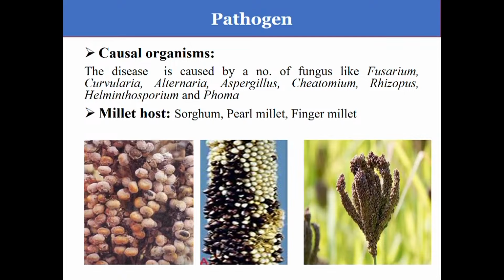Now about the pathogens. Dear learners, the pathogens, that is, the causal organisms. The disease is caused by a group of fungi like Fusarium, Curvularia, Alternaria, Aspergillus, Chaetomium, Rhizopus, Helminthosporium and Phoma. These are the fungal pathogens which are responsible for this disease. The host range is sorghum; pearl millet and finger millets also get affected by this disease. You can see here in the photographs that the pathogen also affects the seed grains.